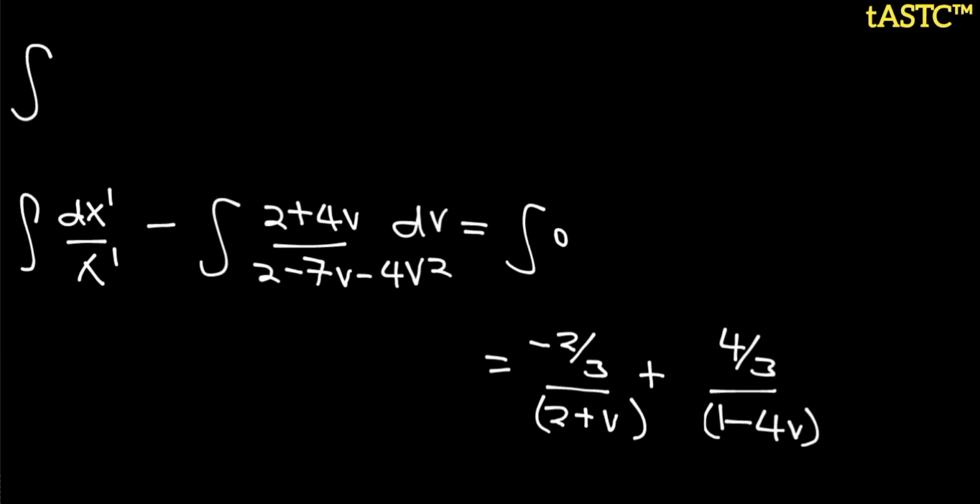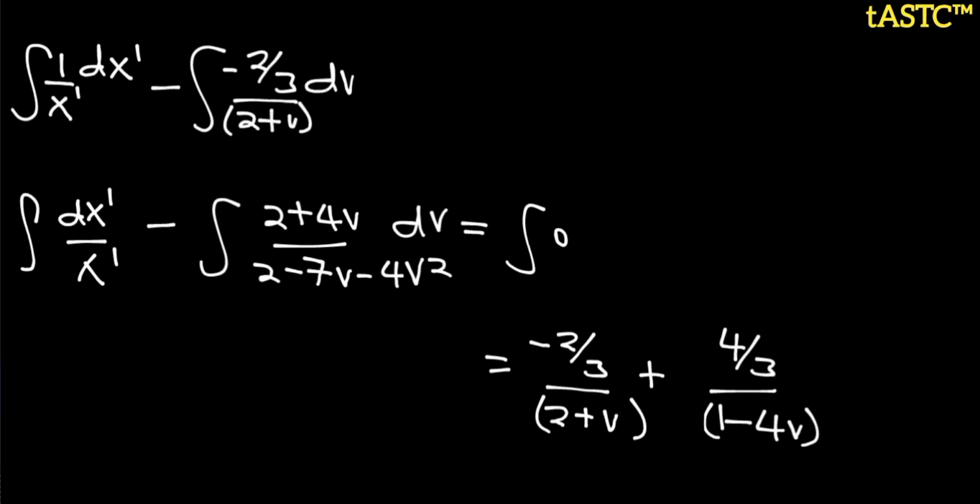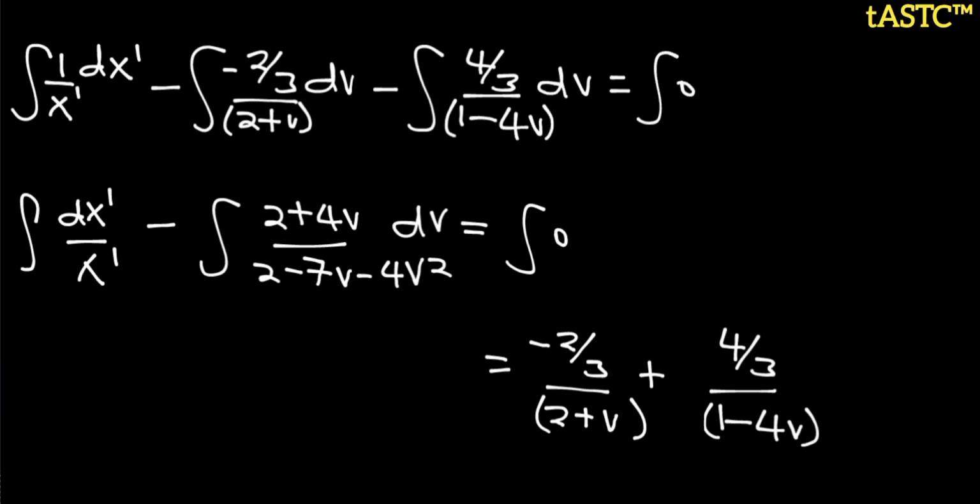This is going to be the integral of 1 over x prime dx prime minus integral. For the first one, you're actually going to have minus 2 over 3, so this is 2 over 3 divided by 2 plus v, and this is going to be a dv. And here we're going to have a minus integral of 4 over 3 divided by 1 minus 4v, this is dv. This will be equal to integral 0.